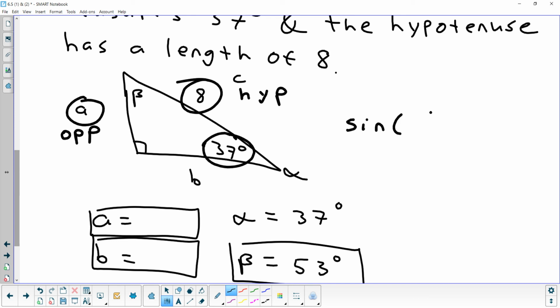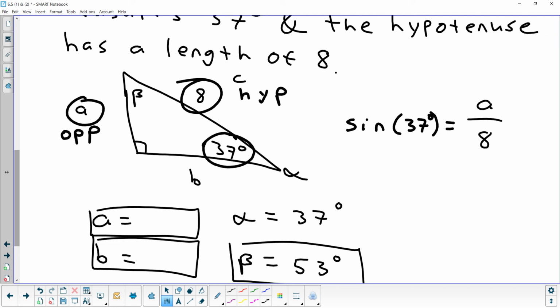So it's always the sine of, remember that's not multiplication at all. It's just the argument. It's the number we're going to plug into the sine formula. So we're going to take the sine of, what's my angle I'm using? Mabel? 37. Yep. So we're going to take the sine of 37 degrees. And sine is equal to, what's the formula again? What over what? Yep. Opposite over hypotenuse.